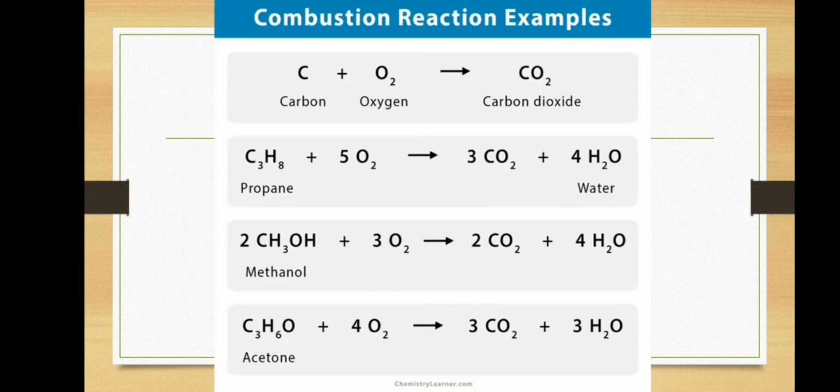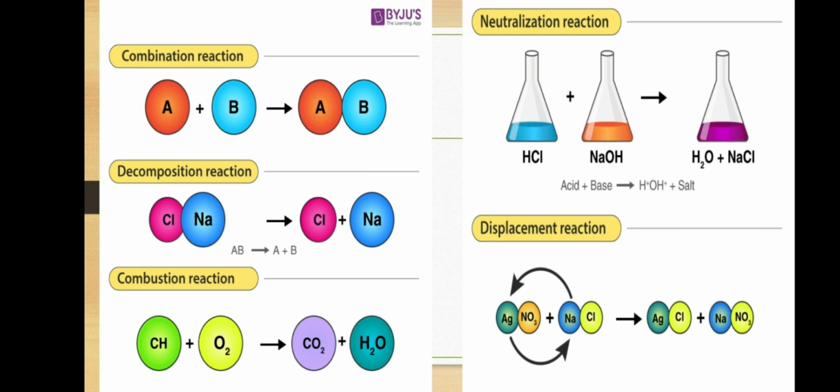So what are the examples for combustion reaction? We have carbon plus oxygen, giving carbon dioxide. Propane, of course, we have water, and methanol and acetone. So always remember that in the combustion reaction, it is eventually coming from the element that is producing heat. Okay, if anything burns in the usual sense, it is a combustion reaction. Okay, so this one from the example, ganito.